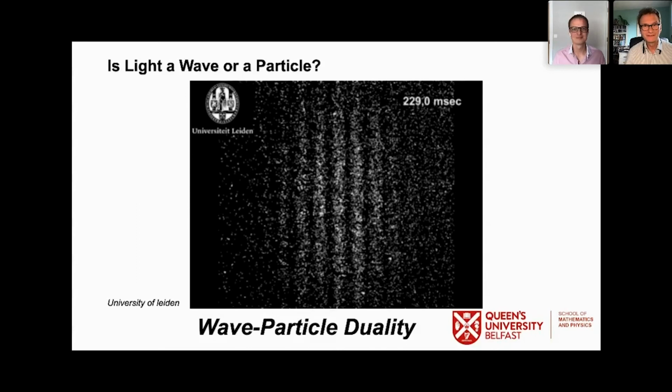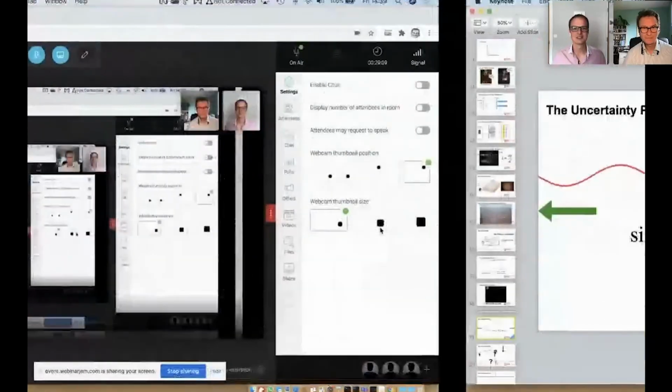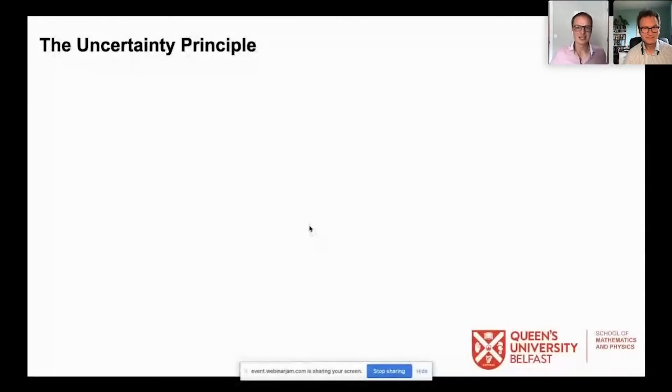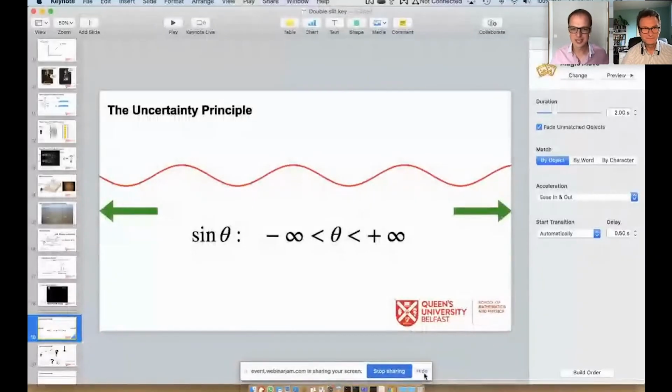Brilliant. Thanks, Alan. So I'll click screen share. I have to select that. Okay, so what we talked about earlier was this idea that light is this wave. I need to just exit for a second. Light is this wave.